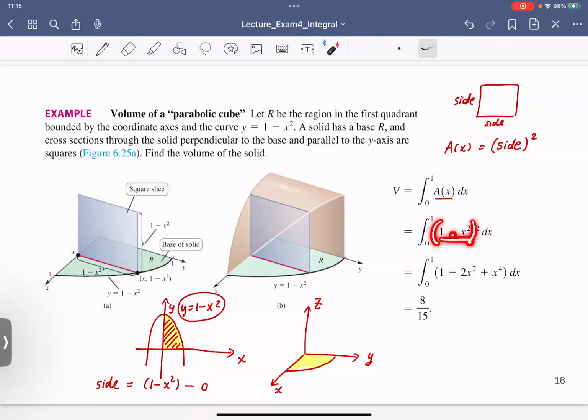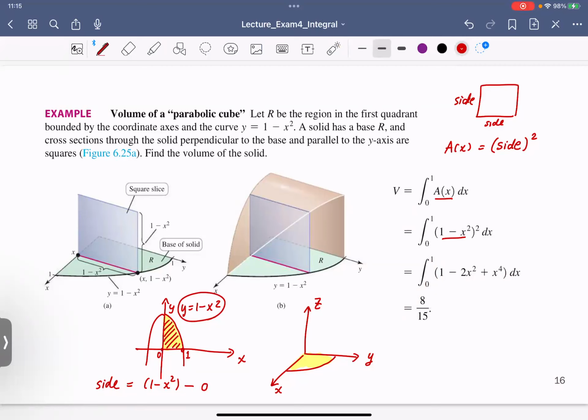Then you put the square over there, expand, and you get this one, and then you integrate to get this number. 0 to 1, how do you get 0 to 1? This is where you put the vertical line, similar to what you learned for the region. This is 0 to 1.